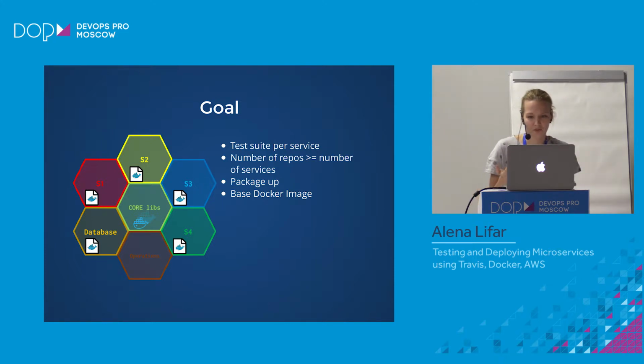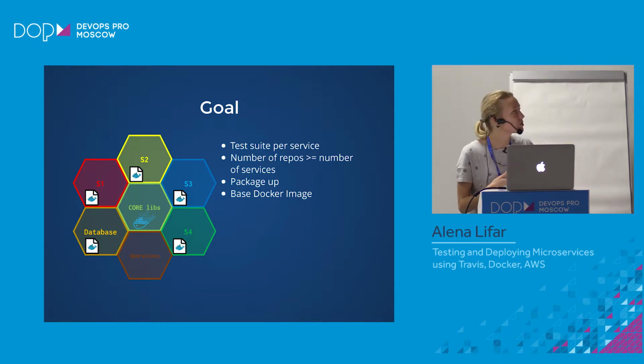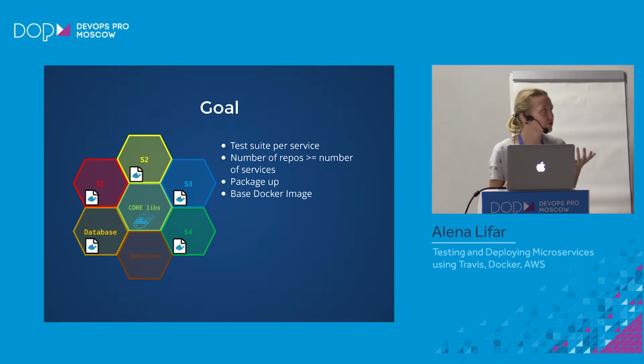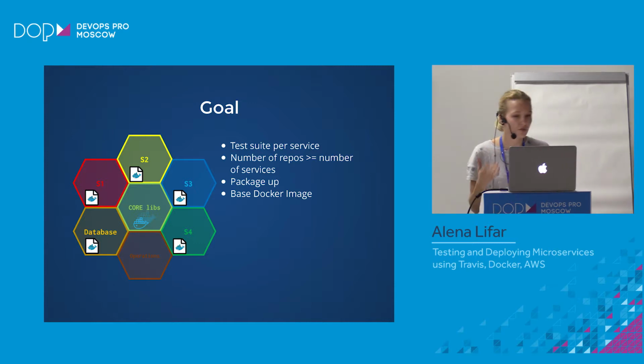So we came up with several steps. First of all, before making any functional changes, cover services with independent test suites. The coverage should be higher than a certain bar. For us, it was 85%. Then break the system down into several repositories. The number of those repositories should be more than or equal to the number of the services in our system.